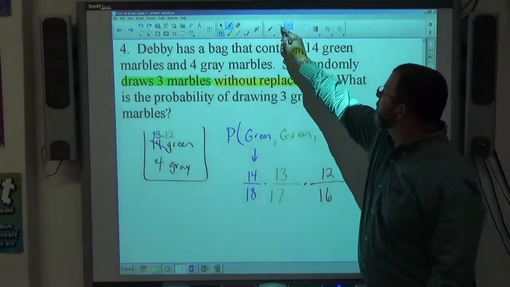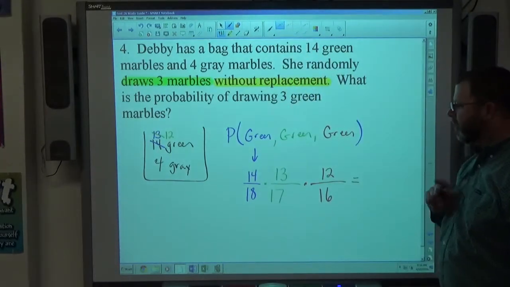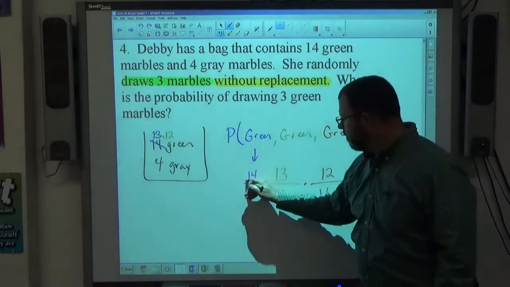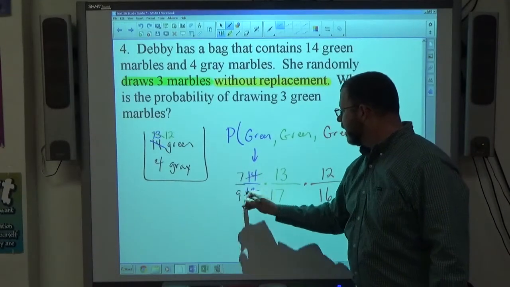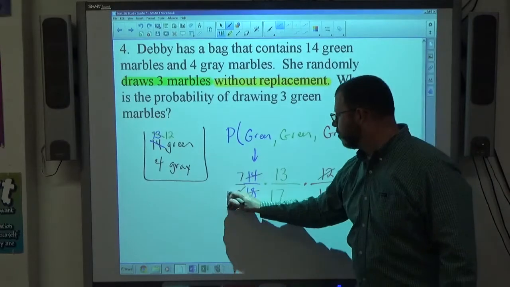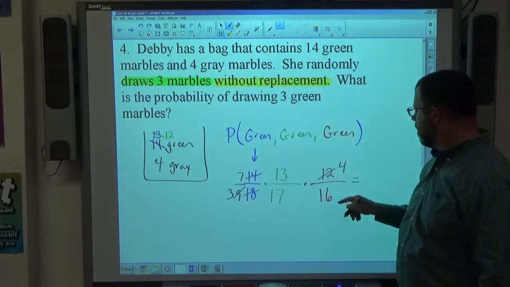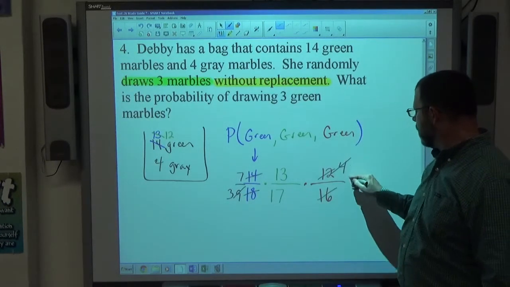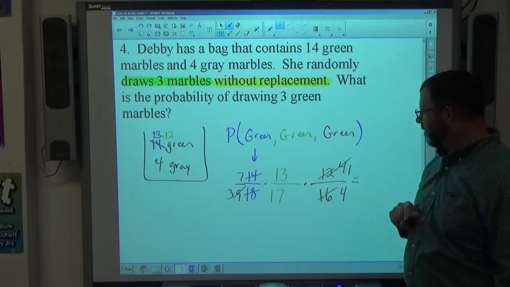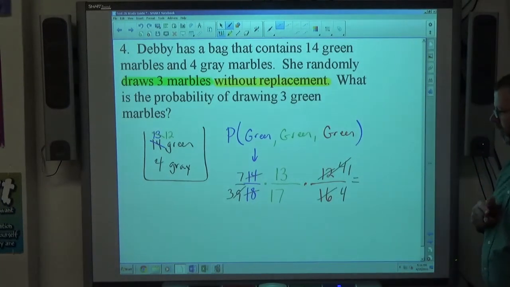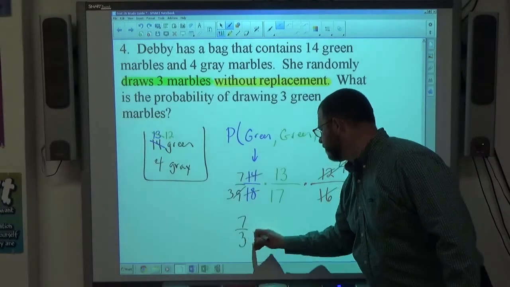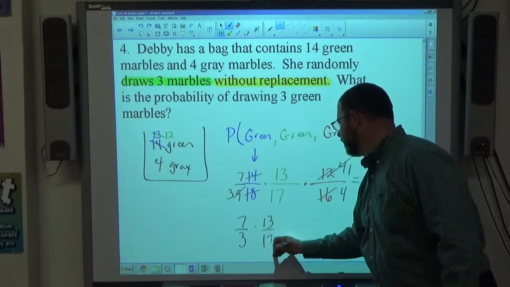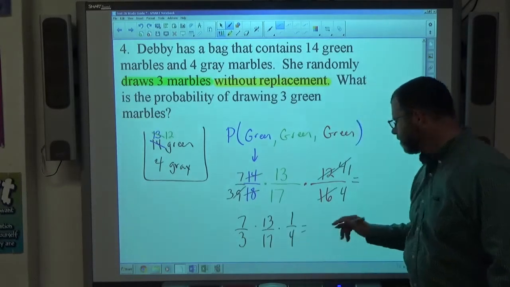The final step here is to multiply all this stuff together, but reduce first if possible. 14 and 18 reduced by 2 down to 7 and 9. 9 and 12 reduced down to 3 and 4. 4 and 16 reduced down to 1 and 4. 13 and 17 are prime, they don't reduce with anything, so that's as much as I can possibly do. So I'm left with 7 over 3 times 13 over 17 times 1 over 4.